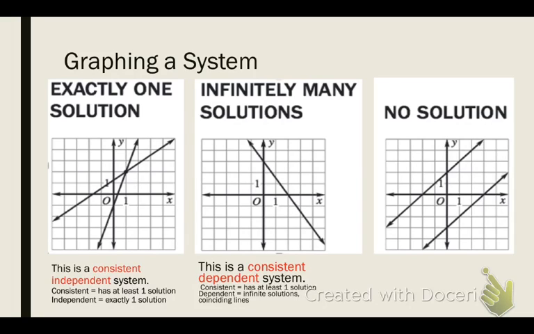Now, it's important to note that yes, there are infinitely many solutions, but it's not every ordered pair. It's only the ordered pairs that fall on that given line. Now, if there's no solution, this is an inconsistent system because there's no solution. Those lines will never intersect. So that's some more sophisticated vocabulary associated with systems.